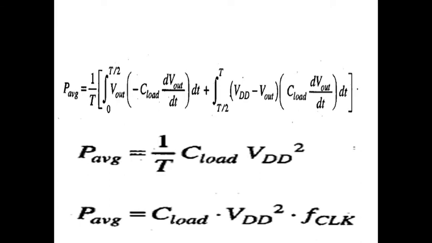If you solve this, you'll get the expression for average dynamic power dissipation, which is equal to 1 upon T C load into VDD square. Everybody knows that 1 upon T is nothing but the frequency. So the same expression you can write as P average equal to the load capacitance multiplied by the square of the power supply, multiplied by the frequency of the applied input signal.